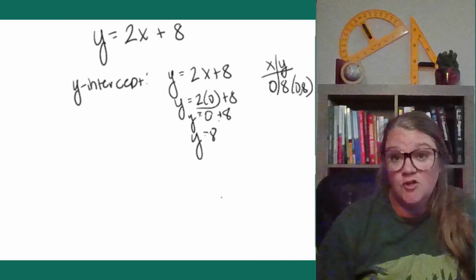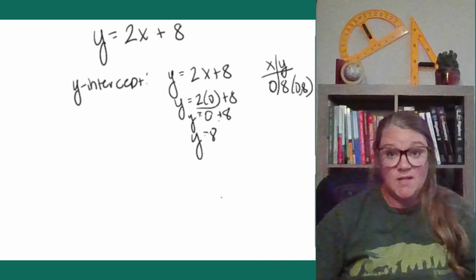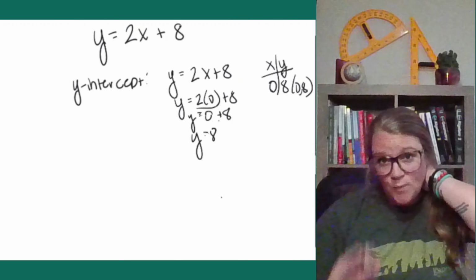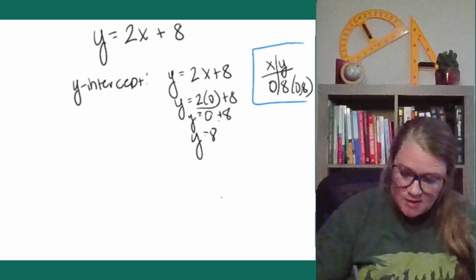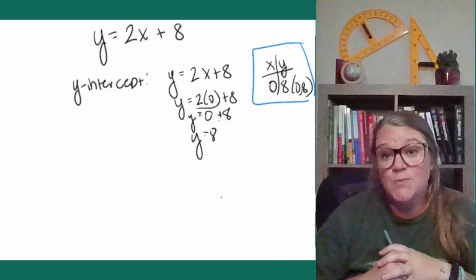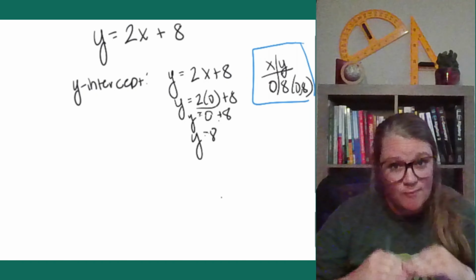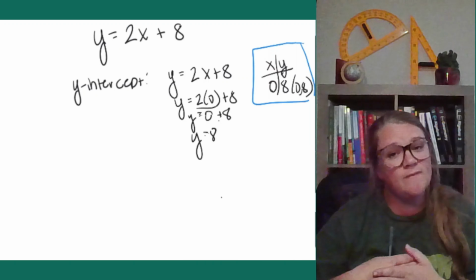Or the point 0, 8. Okay? So we're going to use that in just a second. What we just found is the y-intercept. We are going to click save on that for later, because we need that when we actually get to a graph. But we're not ready for the graph yet because we've only found one of the intercepts.